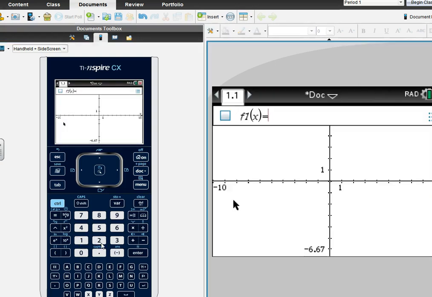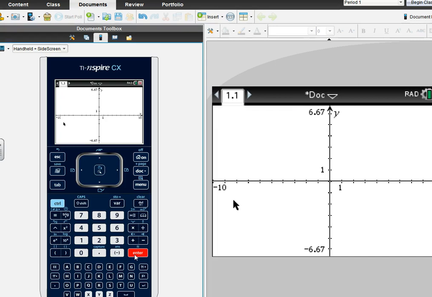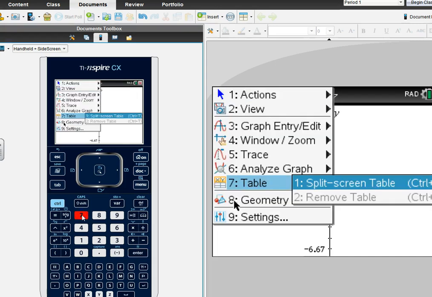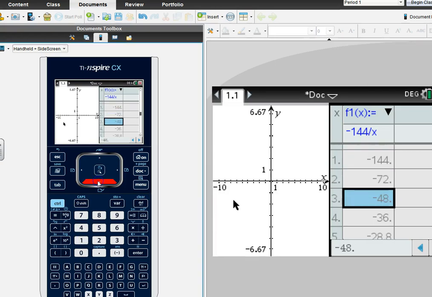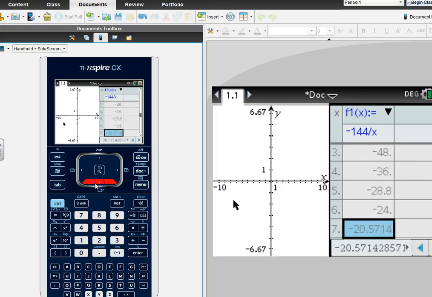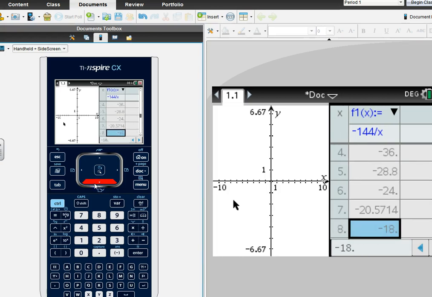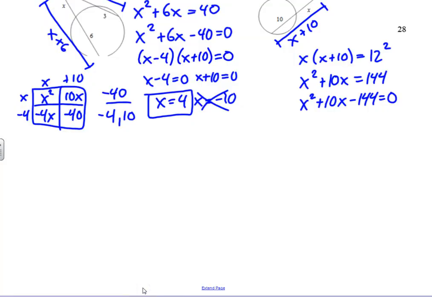If you put in a graph and you do negative 144 and you divide it by x, okay, you've got that graph. You probably are not going to see it, but we go to the table. What we're looking for are the factors that are going to add to be, what was it, 10? And so it looks like 8 and negative 18. So that would be what we're looking for here. So it would be x minus 8 and x plus 18 equals 0.